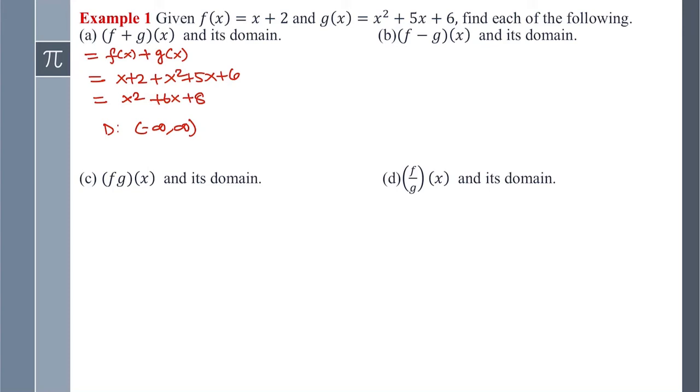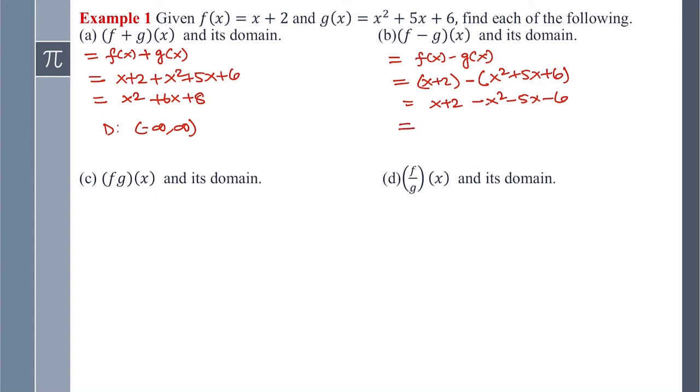Now let's look at the difference. So f minus g of x equals f of x minus g of x. Now we know that f of x is x plus 2. Just be careful, we are subtracting. So minus, I'll put a parenthesis here, x squared plus 5x plus 6. That becomes x plus 2 minus x squared minus 5x minus 6 when you distribute that negative. When we combine them and put them in order, we have negative x squared. Then x minus 5x is negative 4x. Then 2 minus 6 is negative 4. Again, this is a polynomial function, so the domain is all real numbers.